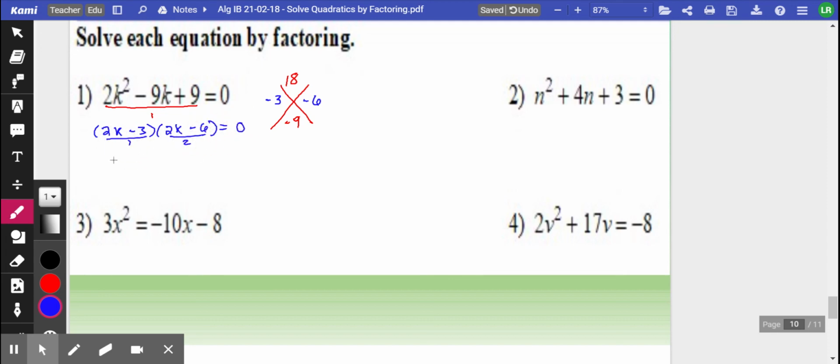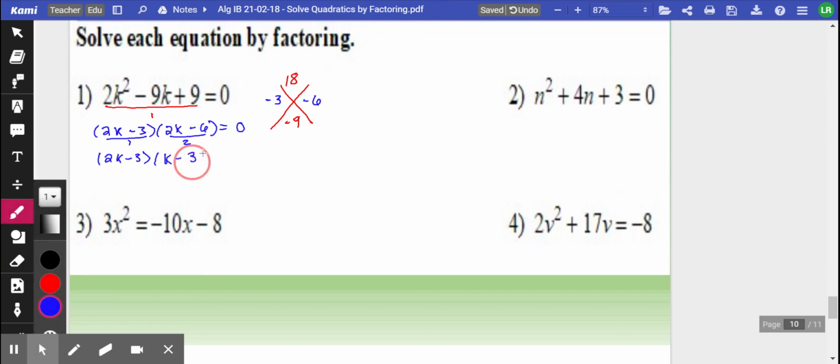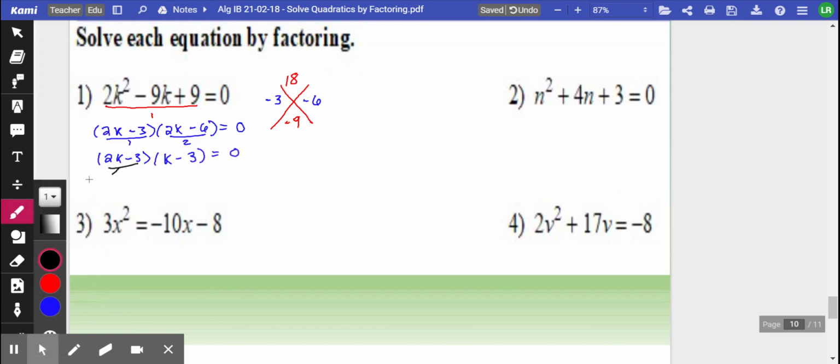Divide by 1, divide by 2. Get 2k minus 3. Oops. Make sure you divide them both by 2. So this would be k minus 3 equals 0. And I'd break these up. So for this one, 2k minus 3 equals 0. I'd add 3 to both sides. I'd get 3. Divide by 2, and I would get 3 over 2. Second one, k minus 3 equals 0. Add 3 to both sides, and I get 3.